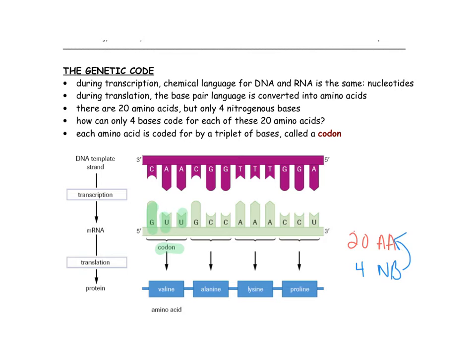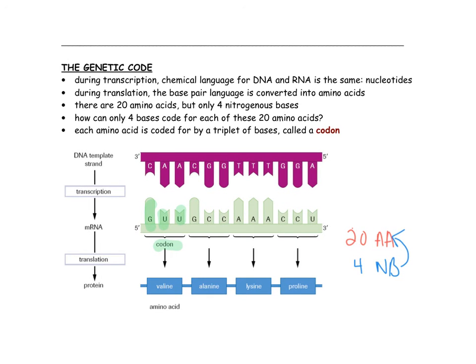I think we're at the point where we're ready to write a little bit of this down. So let's go through this. I'm just going to go bullet by bullet, I think. So during transcription, the chemical language for DNA and RNA is the same. We have those nucleotides, right? We can see that we have nucleotide, nucleotide, nucleotide. During translation, the base pair language is converted into amino acids.